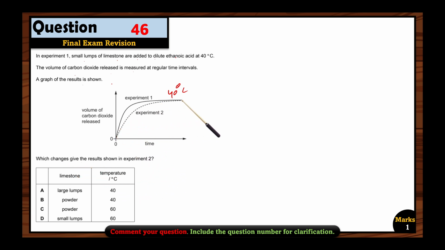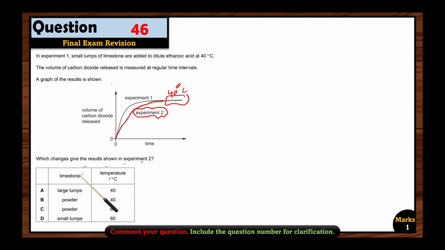So if you see, experiment 2 is giving you the same product, right? So it means you have not changed the volume. The concentration may be changed, but the volume has nothing to do with it. But the second thing: the slope is less steep as compared to experiment 1. It means something has been decreased. That's why the rate of the reaction is lower compared to experiment 1. So we have to see now which changes give the result shown in experiment 2.